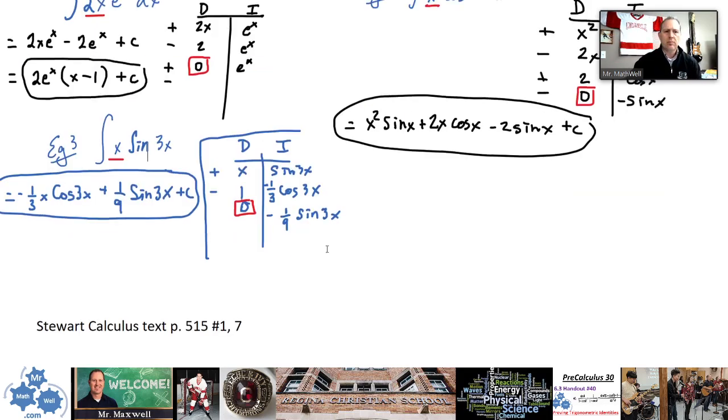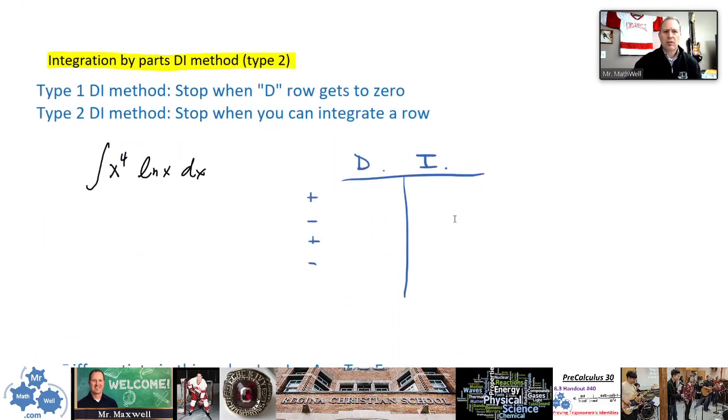All right. Now, type 2 is a little bit different. You might not get down to 0. It might be going for quite a while. You might be wondering, do I have to write all of these lines? Do I have to do all this? Well, in type 2, you can stop when you run into a row that you can integrate using other methods. Either it's easy to integrate by sight, or you can use substitution, or whatever. So you can integrate a row. If you can stop and simplify a row and integrate, you can do that too.